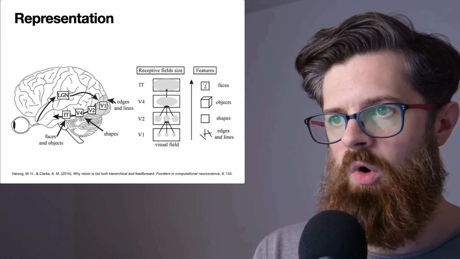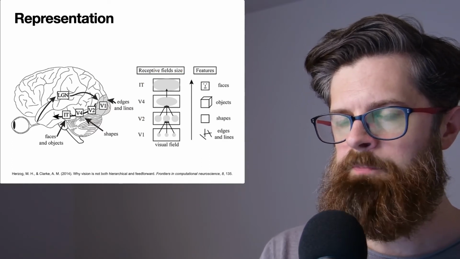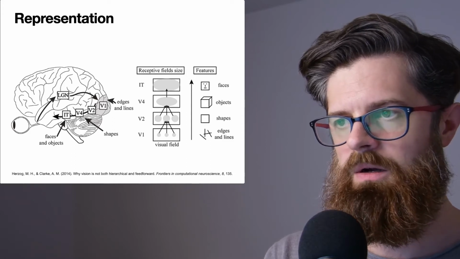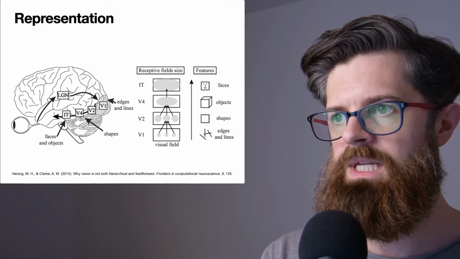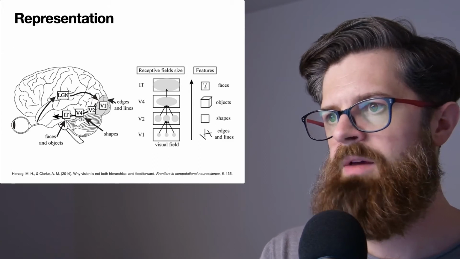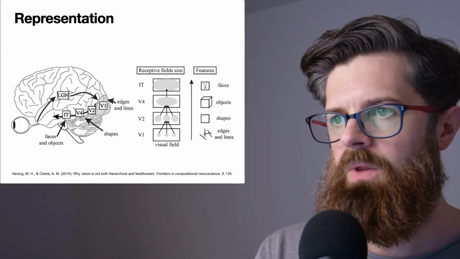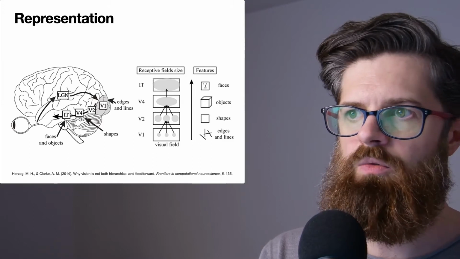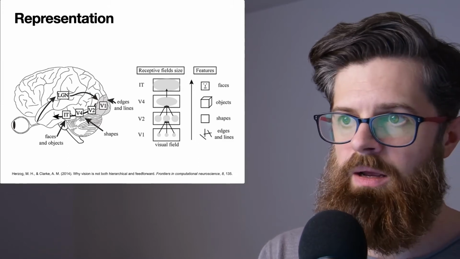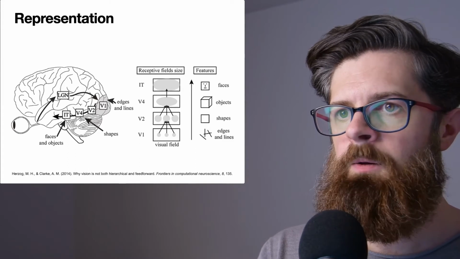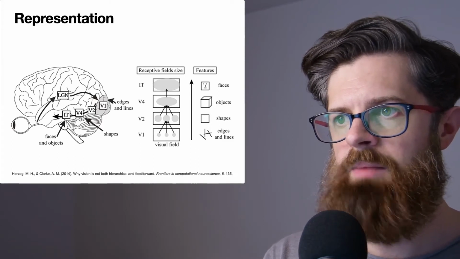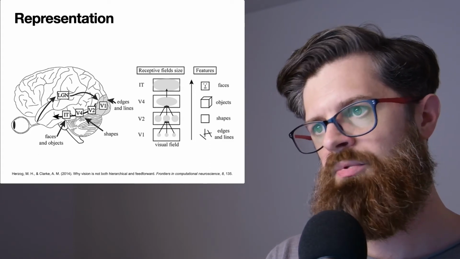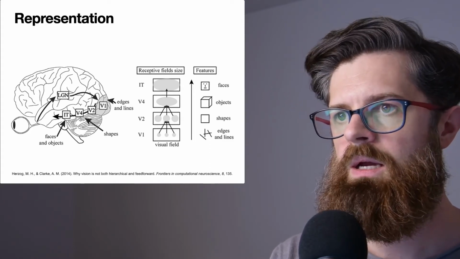Another example of a representation would be visual. Say we're looking at a complicated visual scene out of the window, or whatever it may be. We could ask, how is this visual scene represented in the brain? And further, how is this visual scene represented in different parts of the visual processing hierarchy?